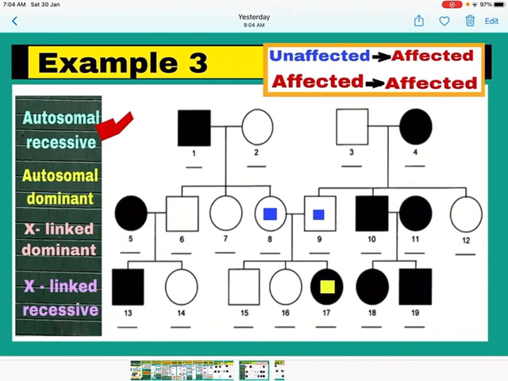Now come to example number 3. It is slightly more complicated, but see, number of affected children are 5. Number 10, 13, 17, 18 and 19 are affected children, and out of these 2 are daughters and 3 are sons. So almost equal distribution is this. Okay, so it is not sex linked. Now check and try to find the exact clue. See, unaffected parents 8 and 9 are having affected child number 17, and also affected parents 10 and 11 are having both affected children. This is a clue for autosomal recessive disorder. Rule number 4 is this. So answer is autosomal recessive.